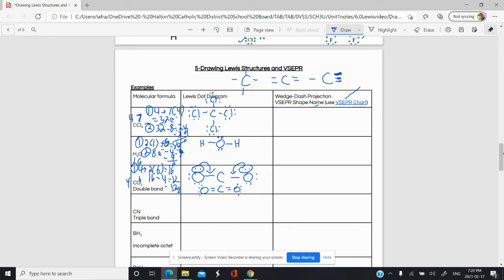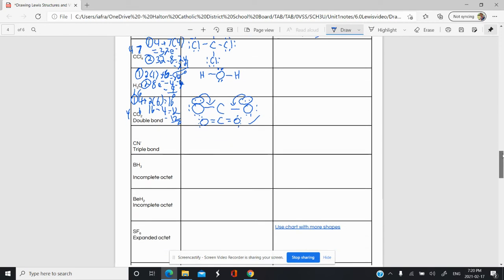So now our oxygens are still happy. They have 1, 2, 3, 4, 5, 6, 7, 8. Same thing with the other oxygen on the other side. And our carbon has, well, 4 bonds total. So there's 2 in each line, which means that there's 8 electrons on the carbon now. And so now everything's happy, and we have our Lewis structure for carbon dioxide with that double bond there.